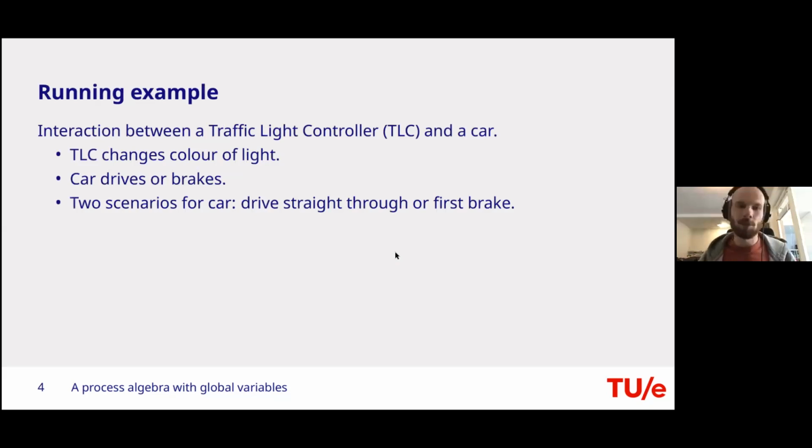I will go into a bit more detail of another example. So suppose that we have a traffic light controller and a car, and this traffic light controller controls just a single traffic light and can set it to green or red. And we have a car that can drive or it can brake. So we have kind of 2 scenarios. Either the car is lucky and it can just drive right through over the junction, or it first needs to brake and then it can drive once the light is green again.